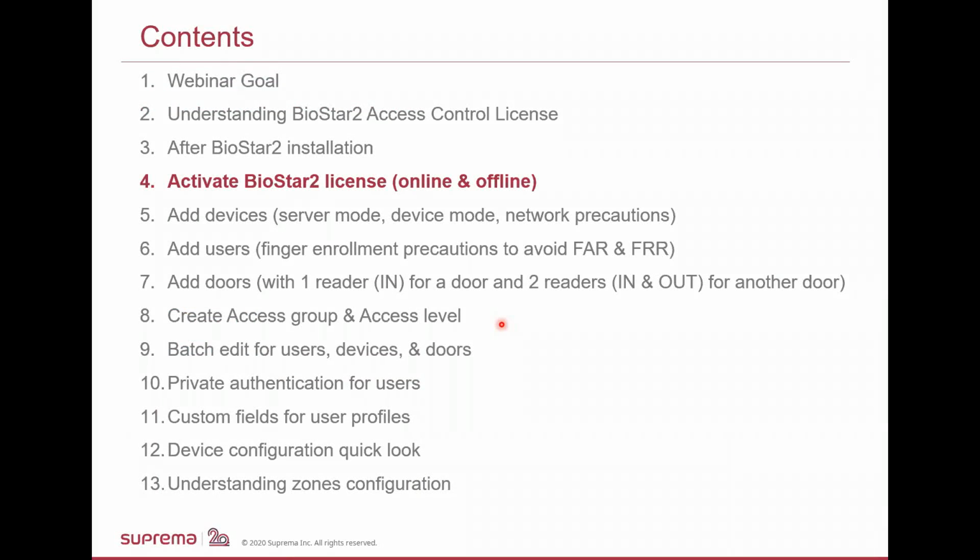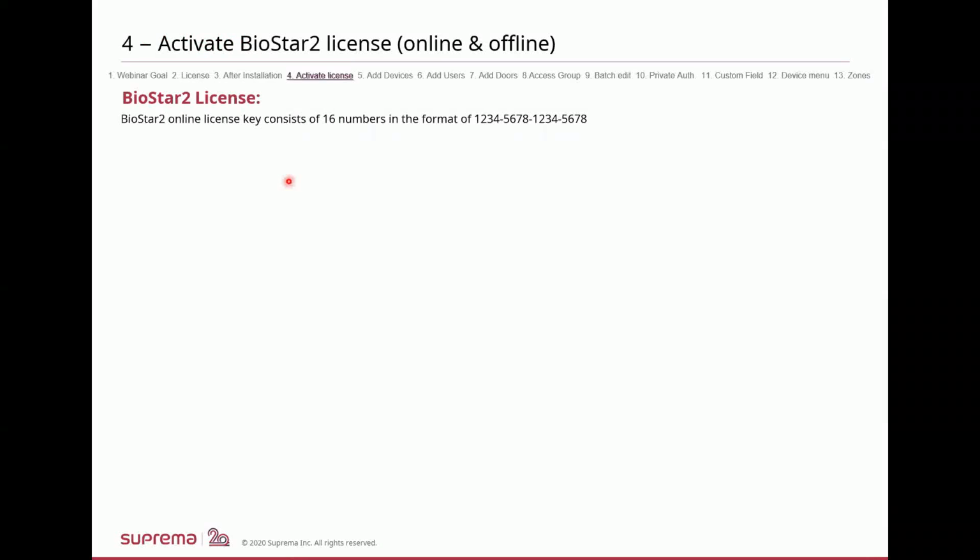Now let's go, after understanding the license and after the installation, to how to activate the BioStar 2 license. The BioStar 2 online license key consists of 16 characters, in the form of 4 digits, hyphen, 4 digits, hyphen, and so on: 4-4-4-4. So it is 16 digits, and every 4 has a hyphen in between.